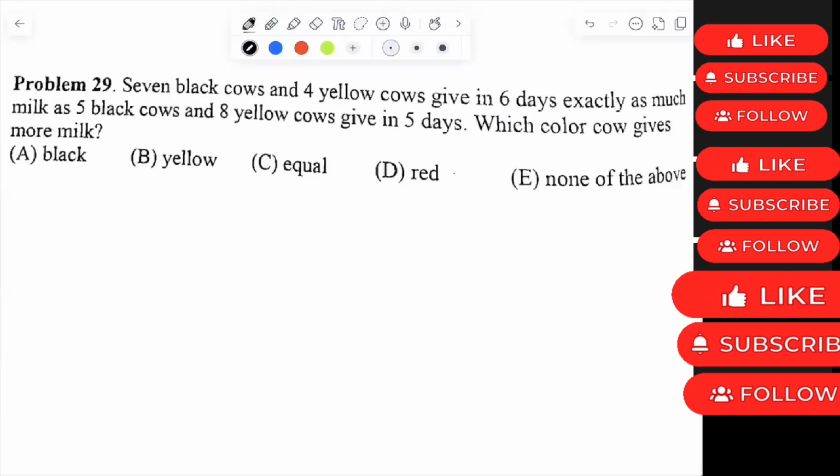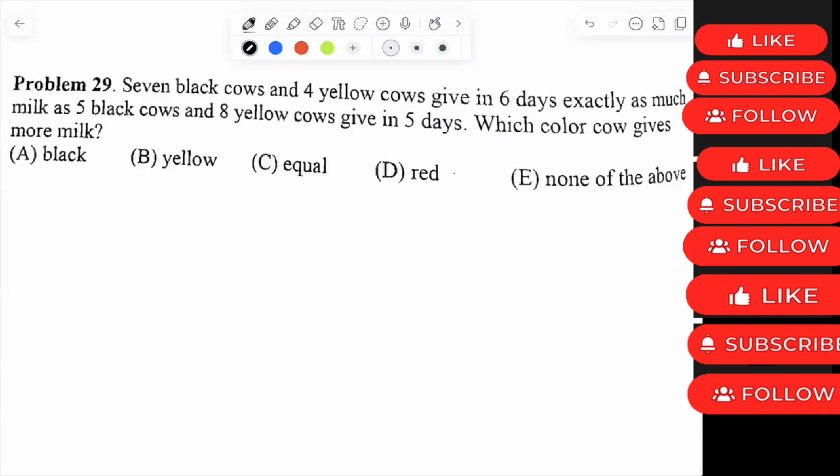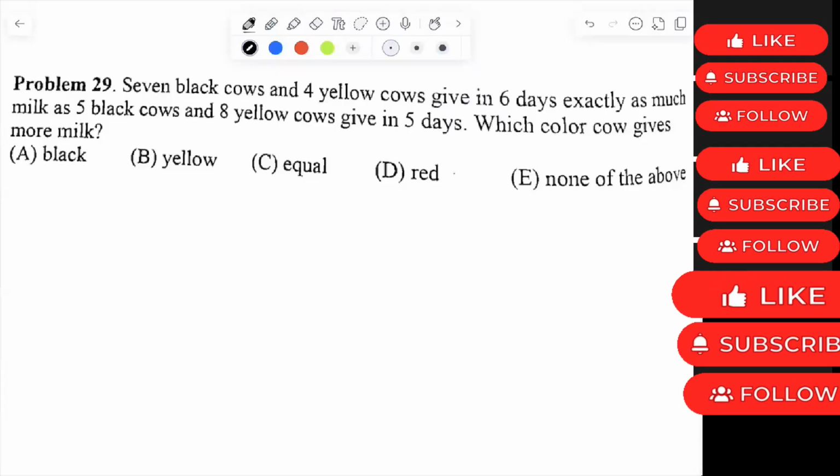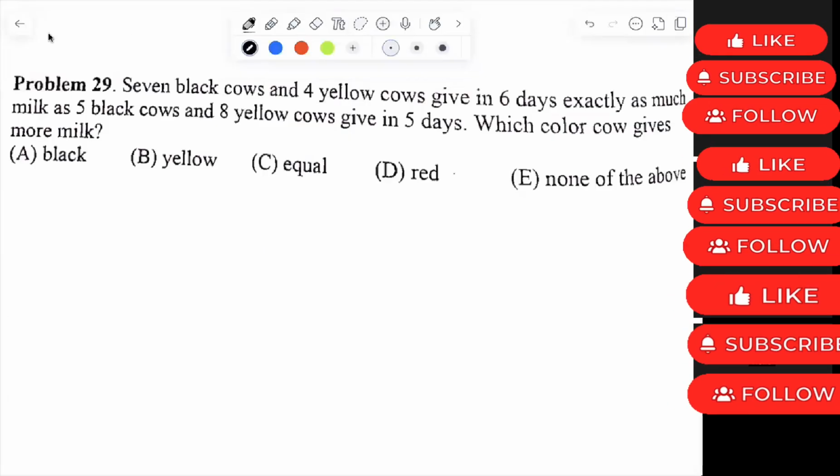You paused your share screen. Oh, what did you say? You paused your share screen. All right. Okay, there.